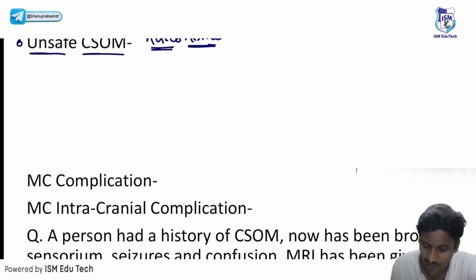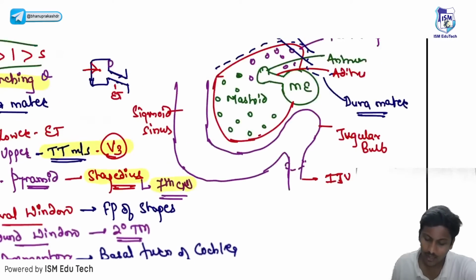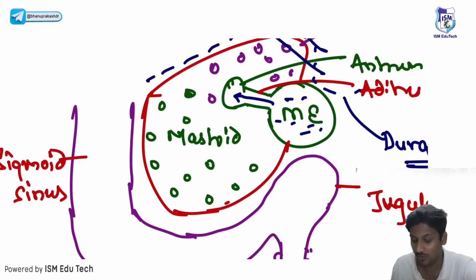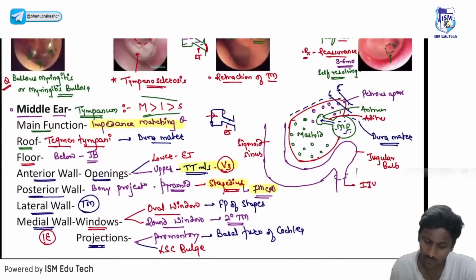And from there, the infection is spreading where? From there, the infection is spreading to the antrum. What was the antrum? Antrum was nothing but the largest mastoid air cell. So here you can see the infection was in the middle ear. Now via this aditus, it has spread to the mastoid also, and mainly to the mastoid antrum. Therefore, now the infection is spreading beyond the middle ear, and therefore it is called unsafe CSOM.